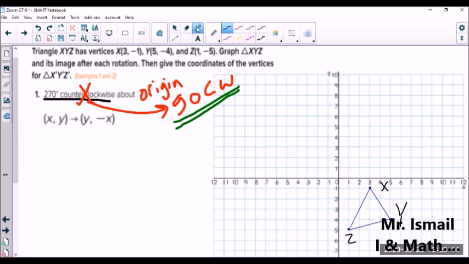Let's start. The first point was 3, -1. You have to switch: -1, 3. And what do you have to multiply? You have to multiply x by minus. So this x will be minus. I finished the first point. I can plot it: -1, -3. Next.